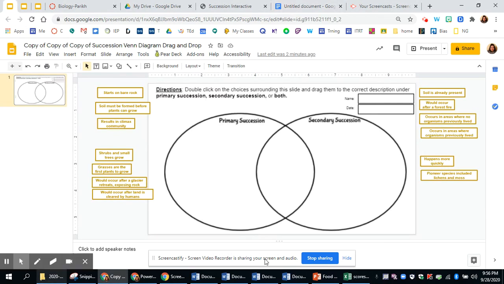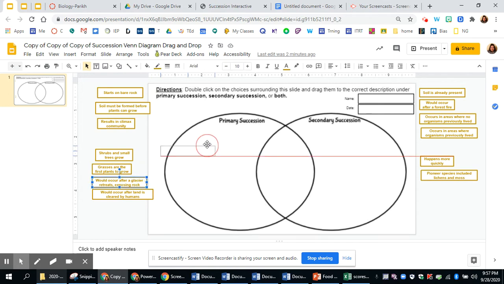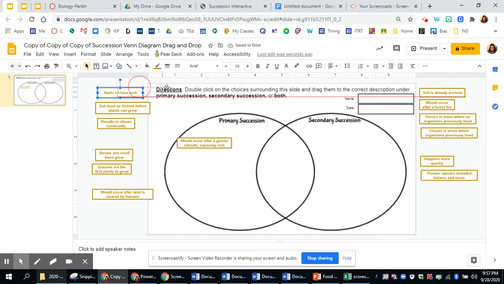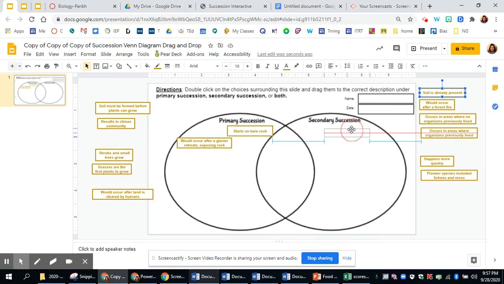So we have primary and secondary succession here. Remember that in primary succession, this is where we might see a glacier melting and exposing rock, or maybe a volcano erupting and exposing bare rock. So this is where life has never been before, and there's also no soil. The opposite of that would be secondary succession, where we see soil already present.